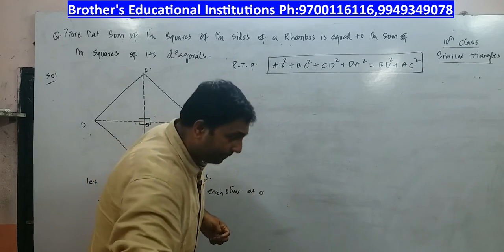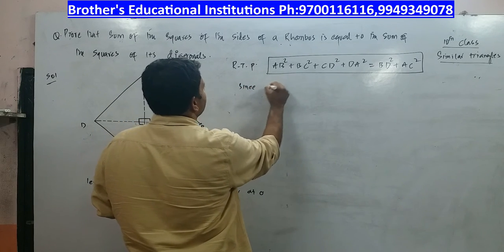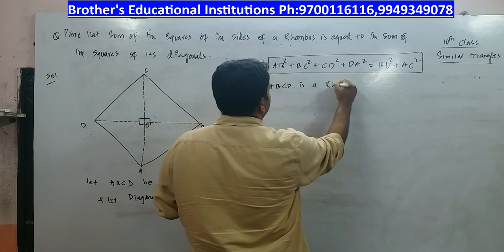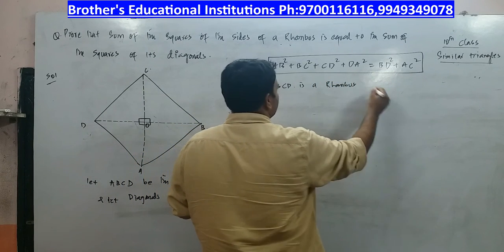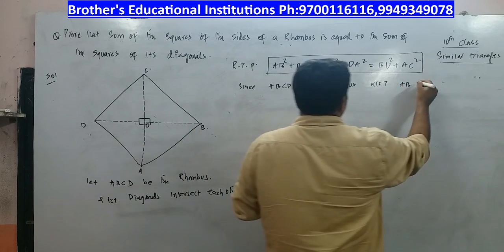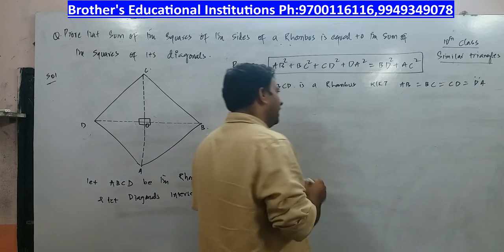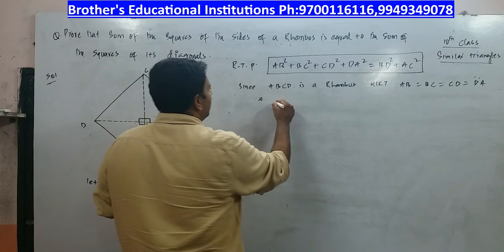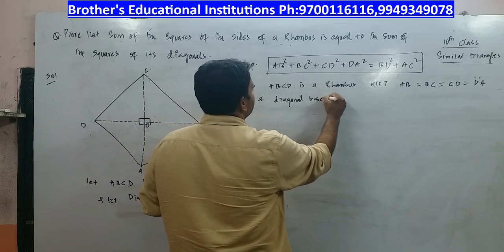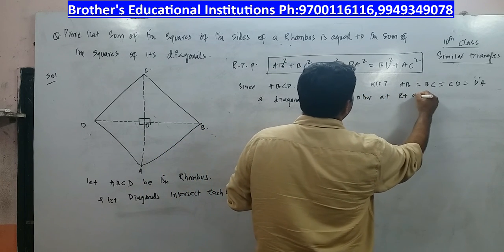Now what am I going to do, children? See here. Since ABCD is a rhombus, we know that all sides are equal in rhombus. AB is equal to BC is equal to CD is equal to DA. All sides are equal, and diagonals bisect each other at right angles.